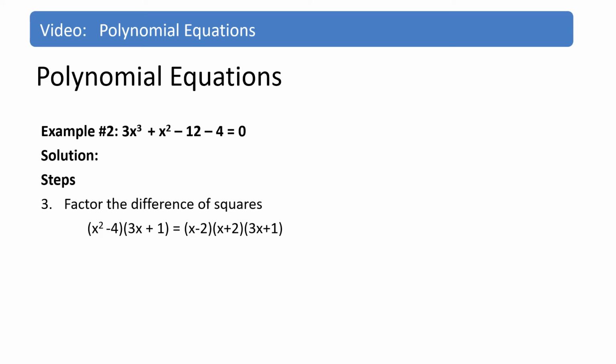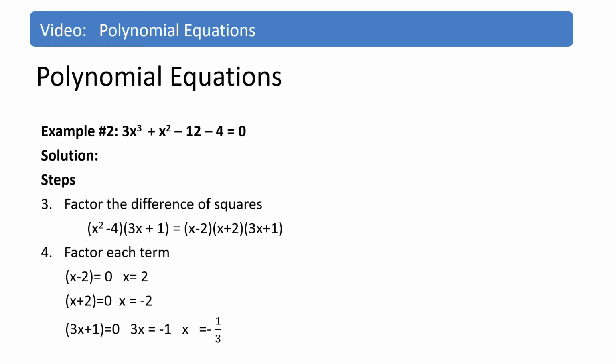Factor the first using difference of squares. So x^2 - 4 is equal to (x - 2)(x + 2). And then we have, of course, 3x + 1. Factor each term. So x - 2 = 0, x is 2. x + 2 = 0, so x is -2. And 3x + 1 = 0. 3x = -1, so x is equal to -1/3.